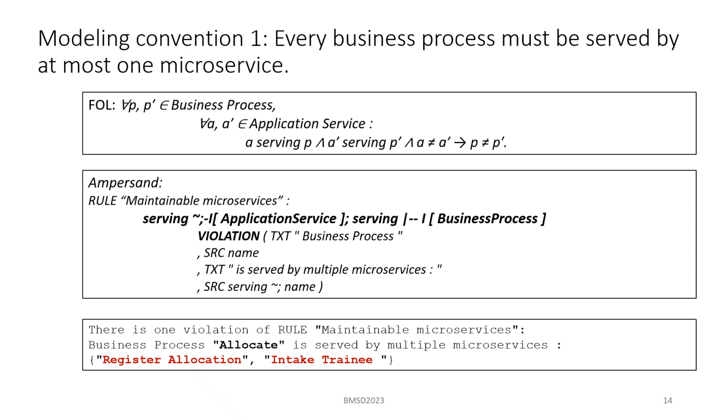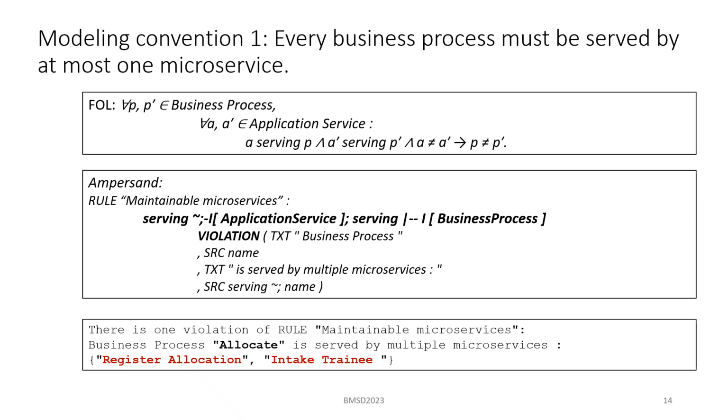If we express this convention in first order logic, this means that the application services serving two different processes are different. In Ampersand, the negation of the identity constraint expresses the difference of business processes and application services. Ampersand presentation contains also a code of the feedback in the case of violation of the convention.